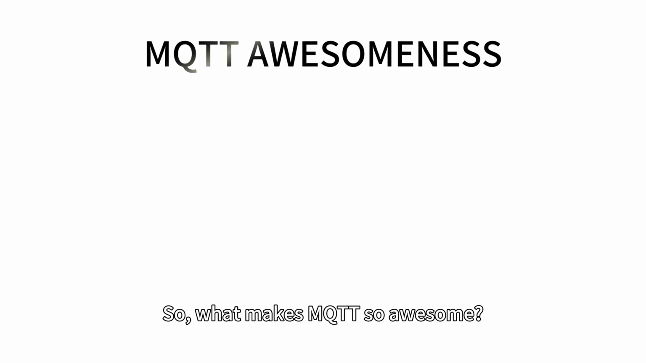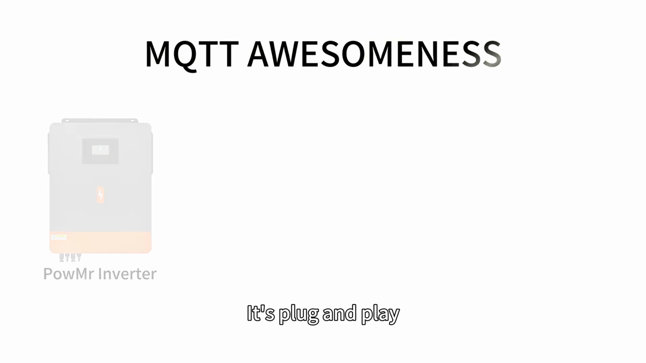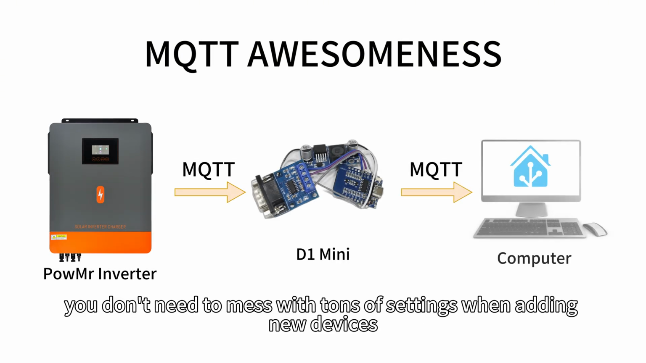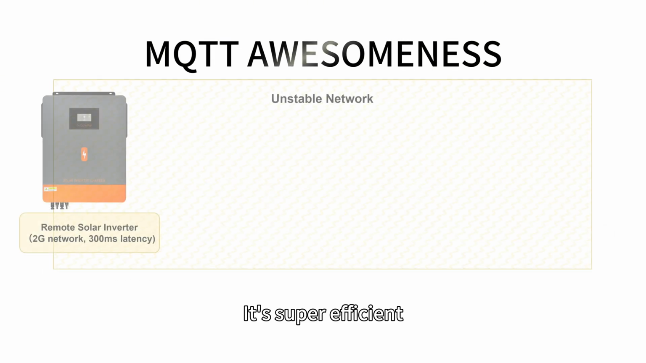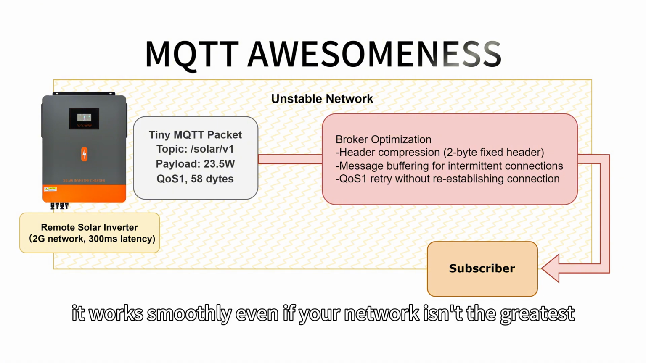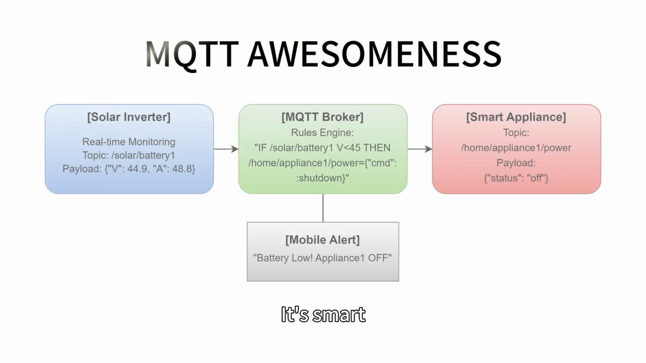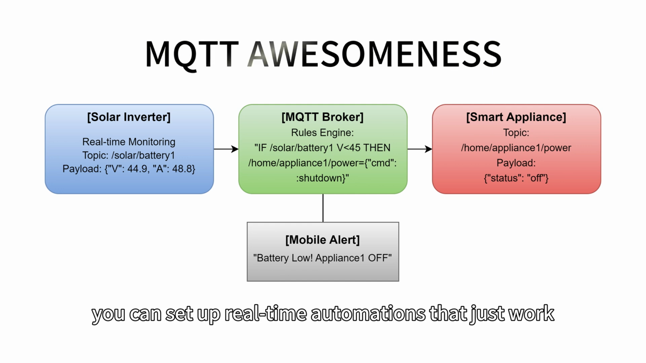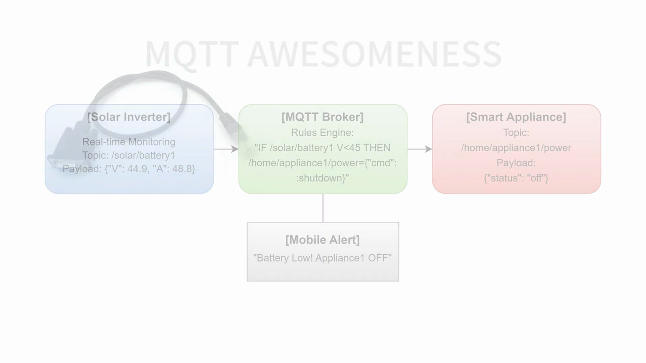So what makes MQTT so awesome? Here are the three main perks. It's plug and play. You don't need to mess with tons of settings when adding new devices. It's super efficient. It works smoothly even if your network isn't great. It's smart. You can set up real-time automations that work right when things happen.